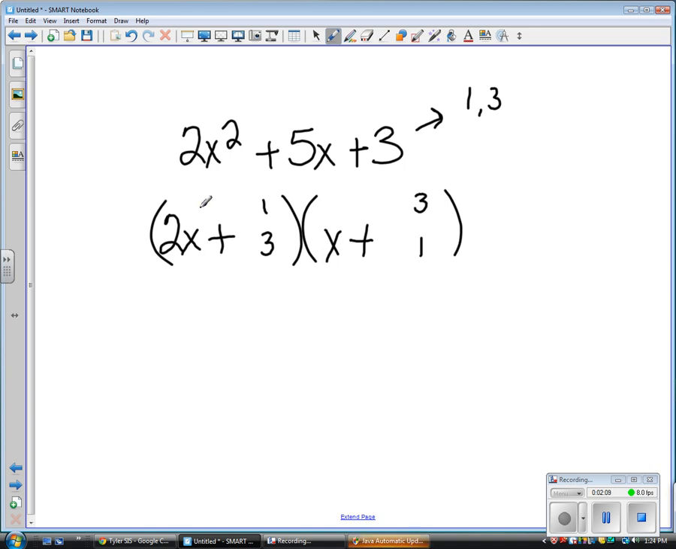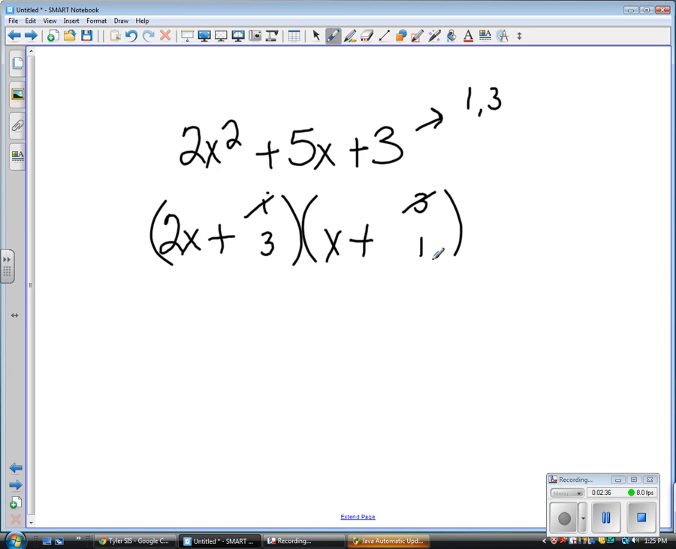Alright? So let's say we make the top ones 1 and 3. If I do my outside terms, I get 2x times 3, which is 6x. My inside terms is 1 times x, which is 1x. So when I add them, what is 6x plus 1x? 7x. I don't need a 7x, right? So that one doesn't work.